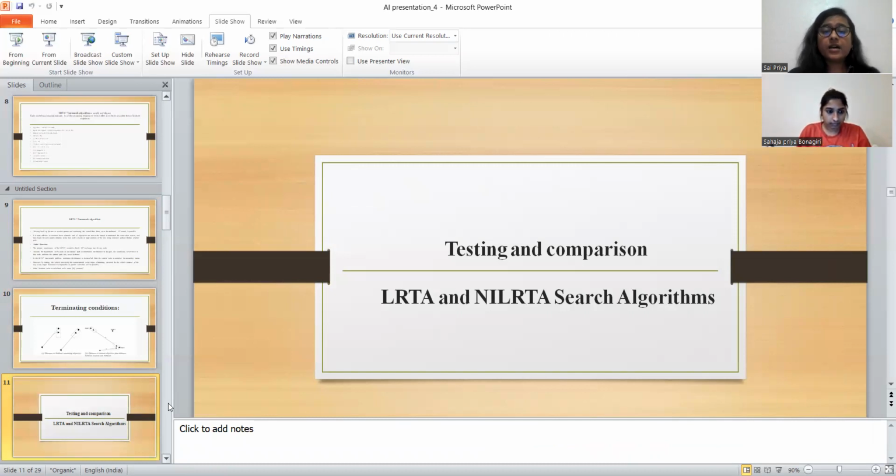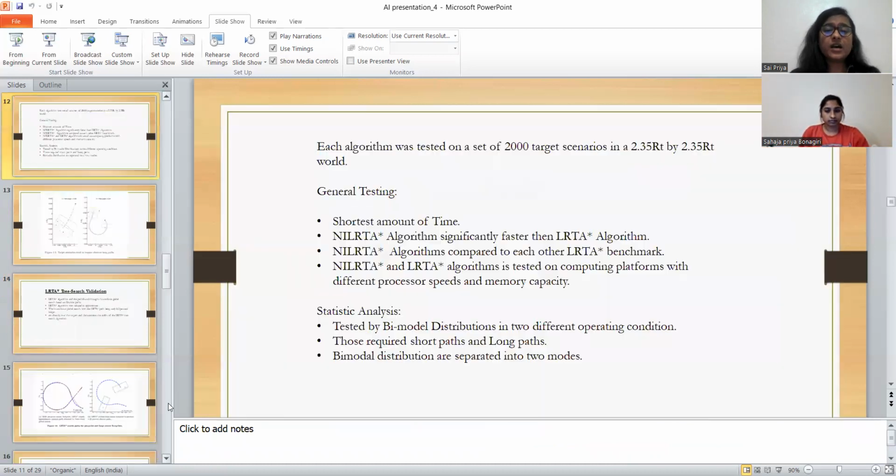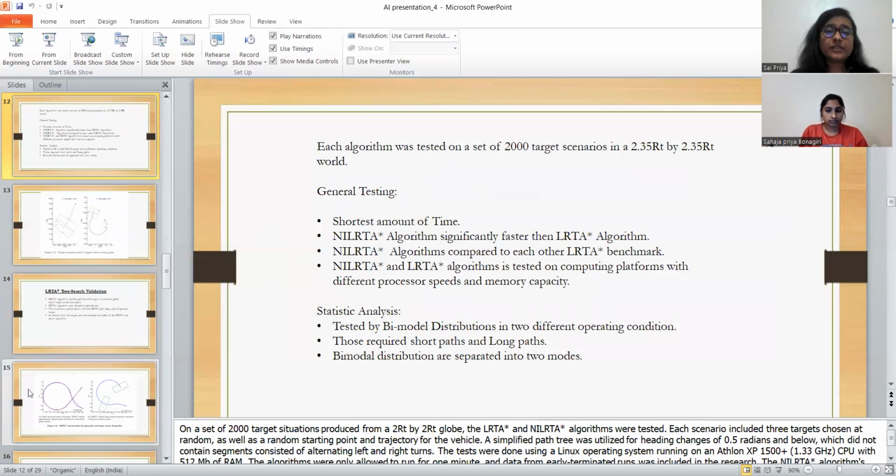Next, search algorithms: testing and comparisons of both the LRTA and NILRT search algorithms. Coming to the testing, I will test in two ways: general testing and statistical analysis. We can check the algorithms in 2000 target scenarios based on the shortest amount of time, and both algorithms will be compared, being significantly faster than the LRTA-star algorithm, and compared across computing platforms with different processor speeds and memory capacity relative to the LRTA algorithm.